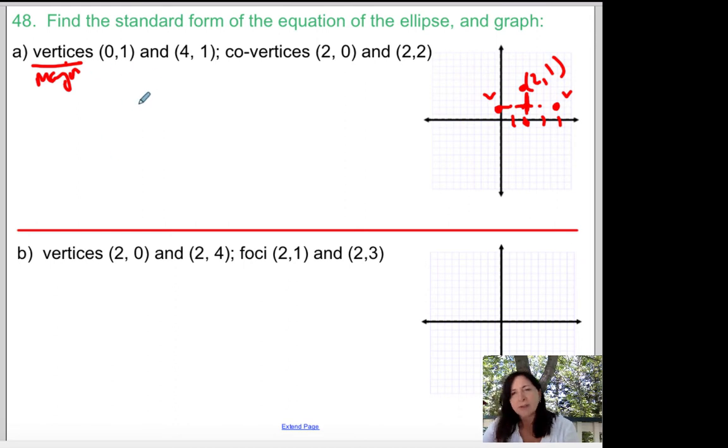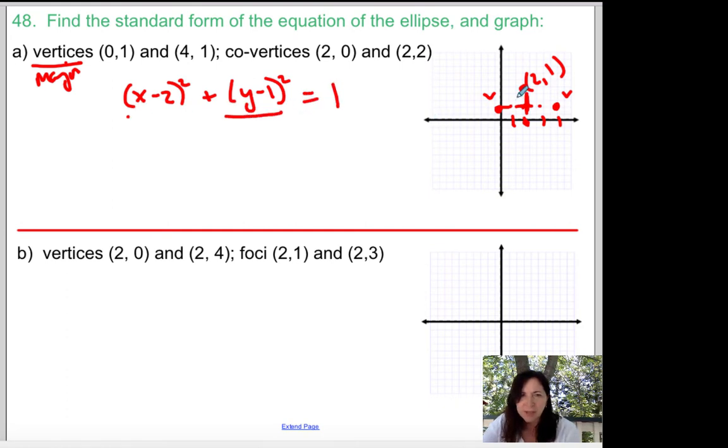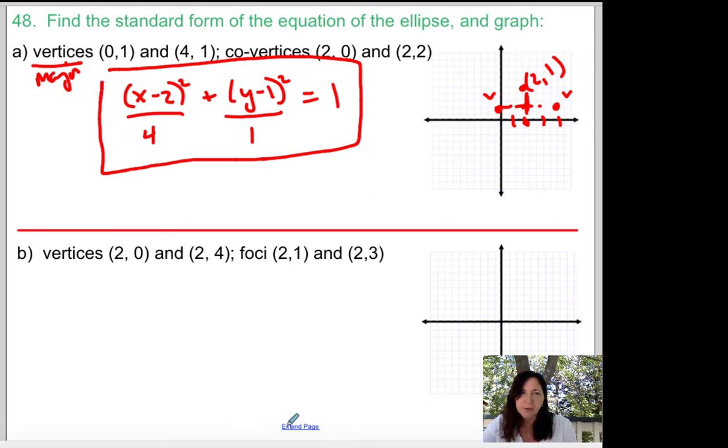Which means that distance is 1. Okay, so let's look at it like this. My center is at 2, 1. So we're going to go x minus 2 quantity squared plus y minus 1 quantity squared equals 1. Now, underneath these, in the x direction, I went 2 to the left and 2 to the right, so that makes that 4. In the y direction, I went up 1 and down 1, so that's 1. So that's just my equation of my ellipse in standard form.